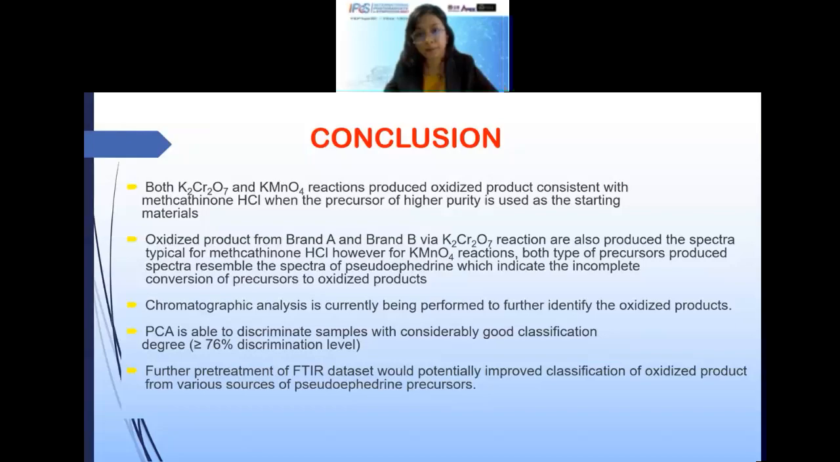In conclusion, both potassium dichromate and potassium permanganate reactions produce oxidized product consistent with methcathinone hydrochloride when a precursor of higher purity is used as the starting material. Oxidized products from brand A and brand B via the potassium dichromate reaction also produced spectra typical for methcathinone hydrochloride. However, for the potassium permanganate reaction, both types of precursor produce spectra resembling the spectra of pseudoephedrine, which indicates incomplete conversion of precursor to oxidized product.